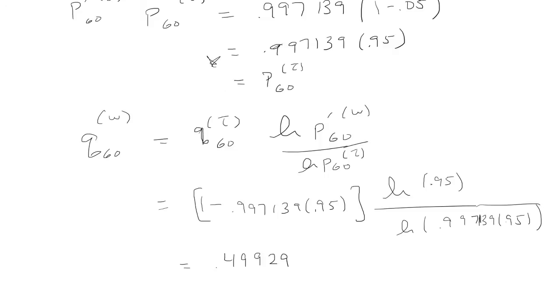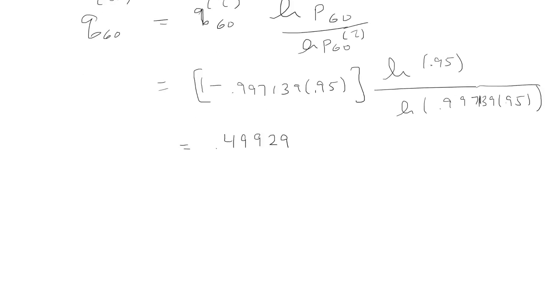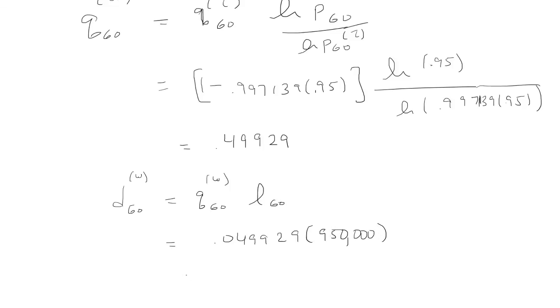Okay, so we're almost there. Now we want to find the number of withdrawals. So that's D60 decrement W. So that's just going to be the probability of withdrawing, multiplied by the number of lives at age 60. So that's 0.049929 multiplied by 950,000. And so we get a total of 47,433.